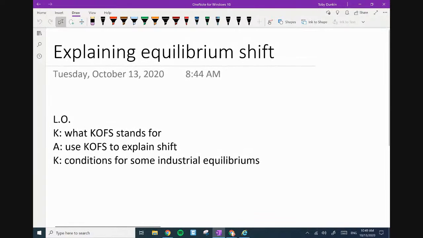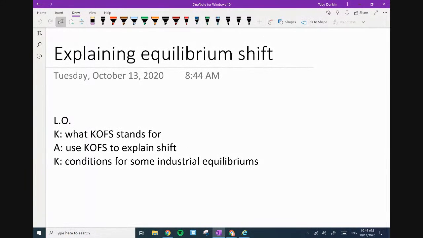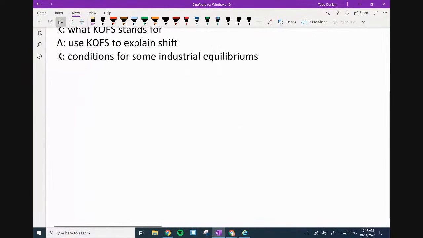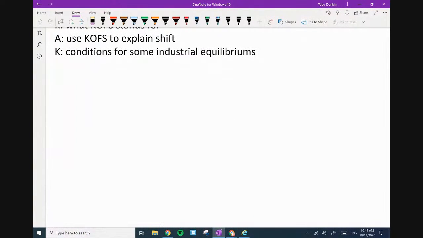So as I said, we're gonna be focusing today on KOFS and explaining shift and end result on yield. First learning objective: know what KOFS stands for. It's going to remind us of that one, we did it last lesson, but it's a good recap. Number two, be able to use KOFS to explain shift in all the scenarios and know the conditions for some industrial equilibriums.